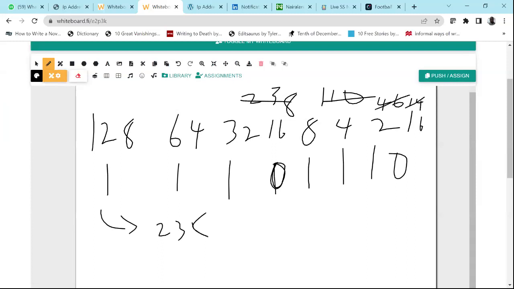Did you get the concept? So you go through this, and you answer yes or no if you can subtract these blocks from the number. So let's try two more. Okay, let's try 200.